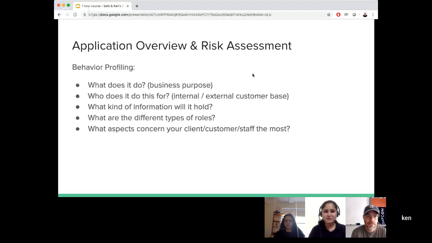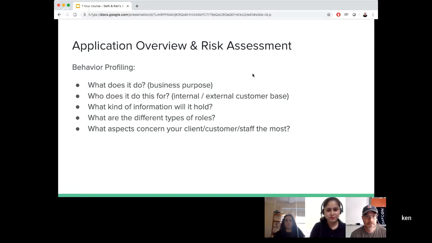So when we get into behavior profiling, the main thing that we're asking is, what does it do? What's the business purpose? Who does it do it for? This is important for understanding if this is just for internal employees. Does it have an external customer base? Does it have an administrative support aspect for internal employees with an external customer-facing side to it? These are important things to know because it's definitely going to impact what risks exist and how the application roles are defined.